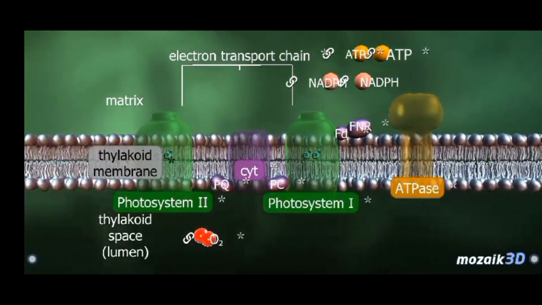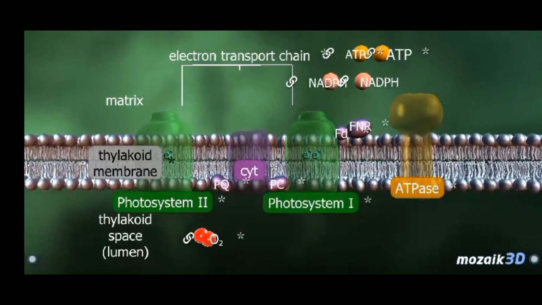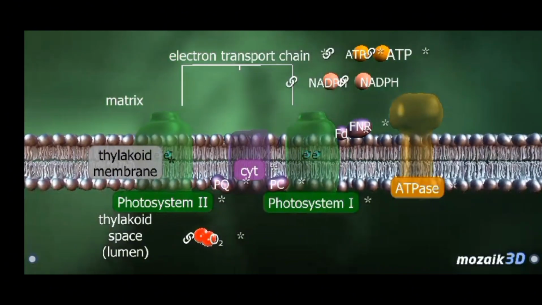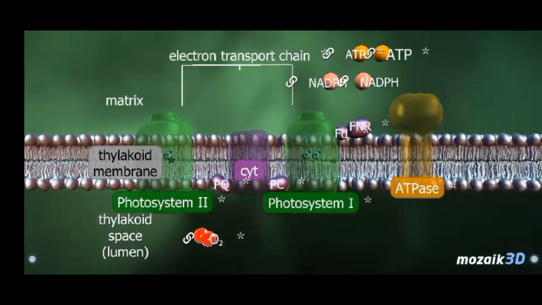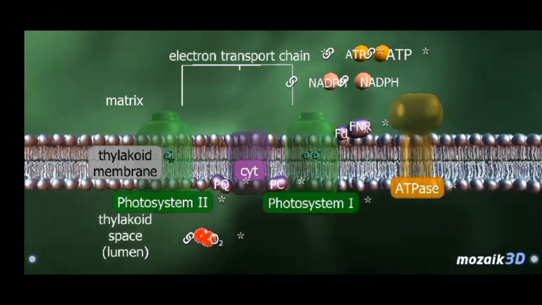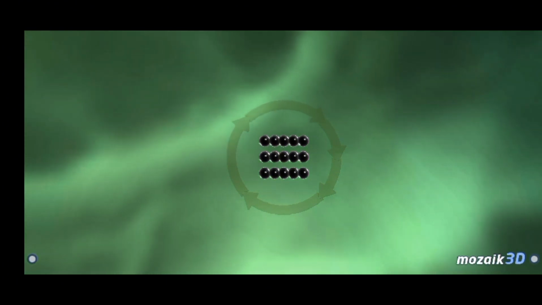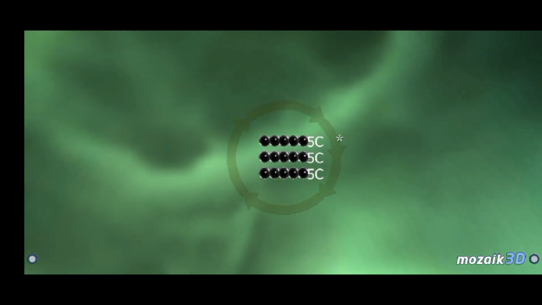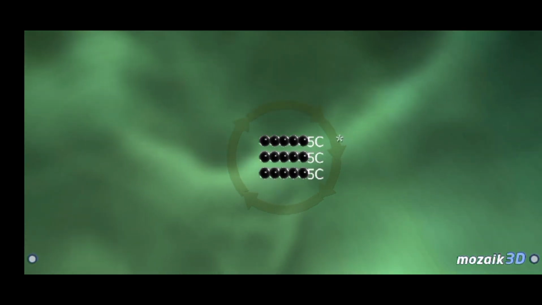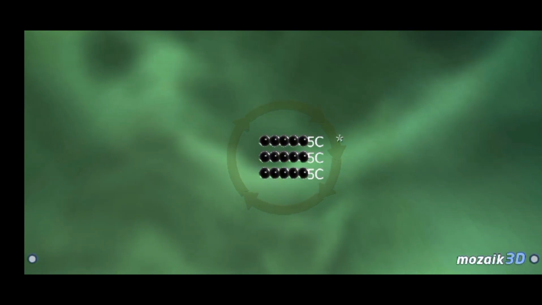To sum up, the energy of the photons causes an unequal distribution of protons. This creates a driving force, which is used for the production of ATP. The reactions of the dark phase are light independent. In this phase, carbon dioxide is incorporated into an organic compound using the energy of the ATP and the hydrogen ions of the NADPH produced in the light phase.